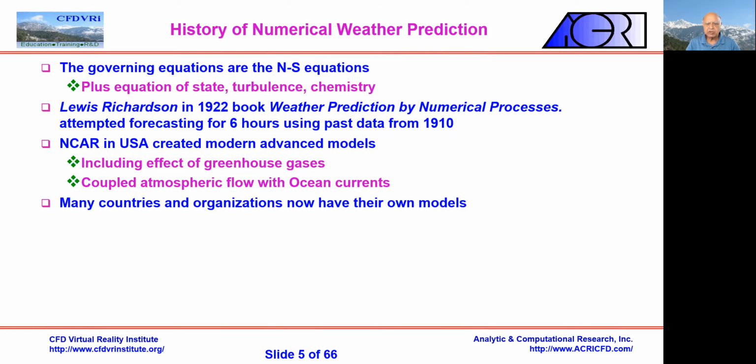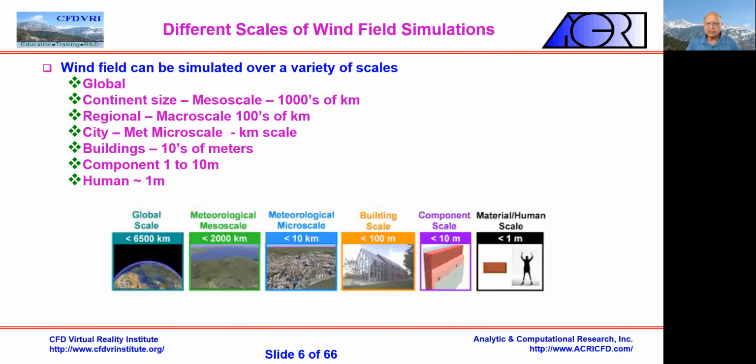But the modern advanced models started after the advent of electronic computers, and NCAR is one of the leading agencies in this field. It works with other government agencies to maintain a state-of-the-art model that couples atmospheric flow and ocean currents and greenhouse gases and aerosols and all those complex things. Many other countries and organizations have their own models, and each has some strengths or weaknesses that can be interesting.